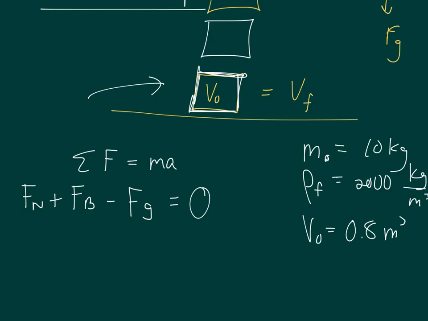What's the formula for FG? I'll start you up with a layup, a nice easy one. FG is always? Shimon, what's FB? Density of the fluid times the volume of the fluid times gravity.